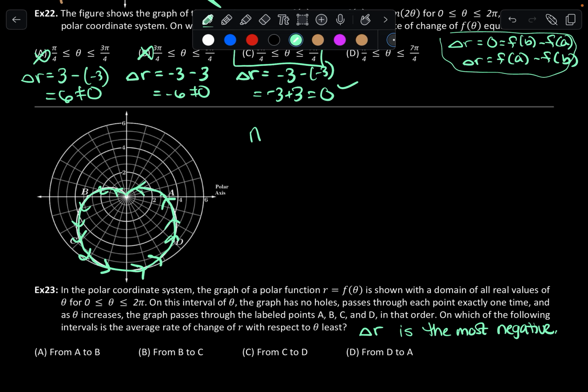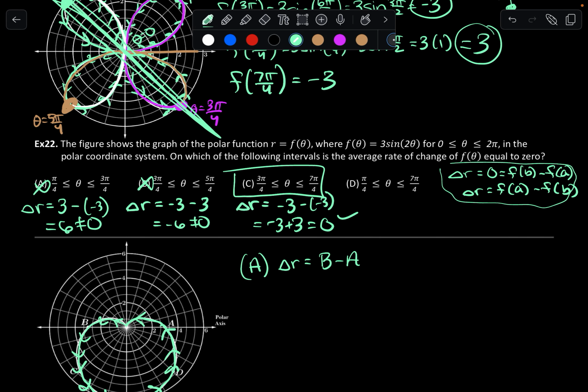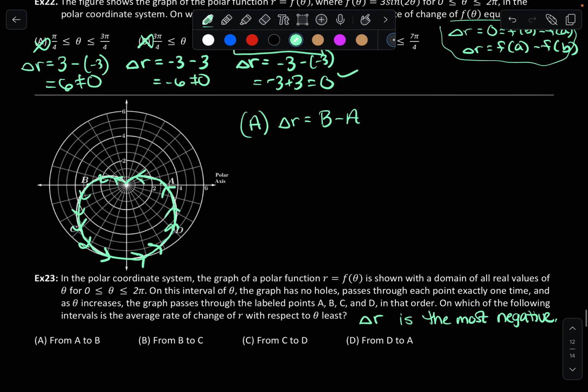So let's look at option A. We're going from A to B, so that means delta r is equal to, you can use A minus B, well, yeah, let's do B minus A. So we'll do f of B minus f of A. So we'll do the end of the interval minus the beginning of the interval. Up in example 22, it didn't matter which one was first because we wanted 0. But for A, because we want the least, we want an actual value, let's do the end of the interval minus the beginning of the interval.